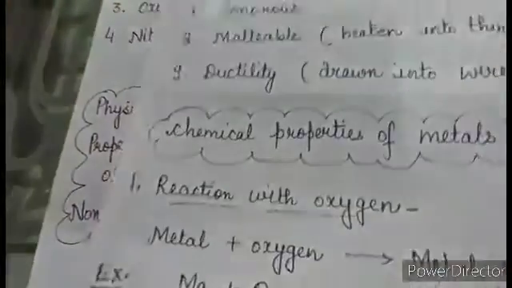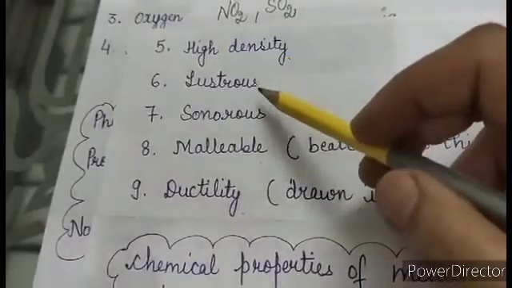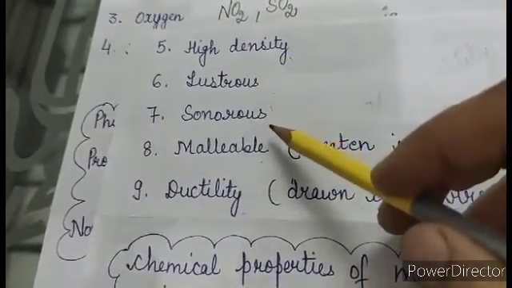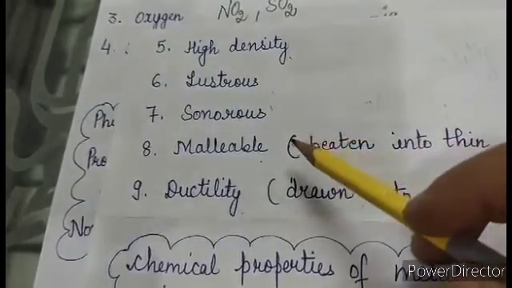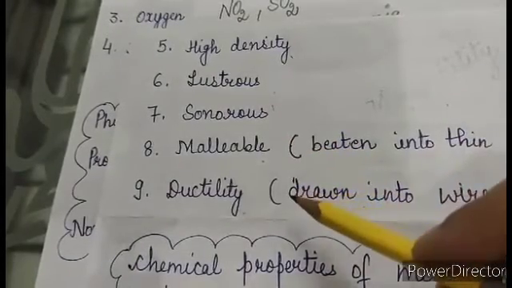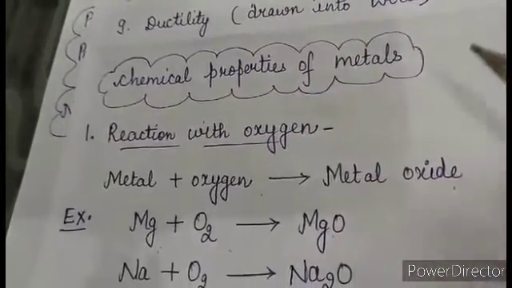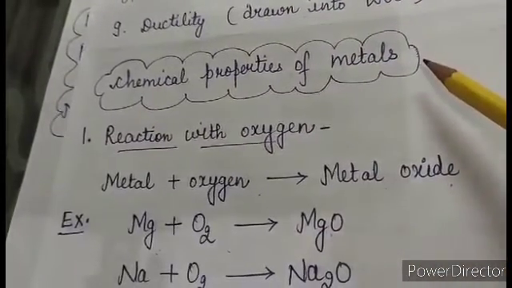And after that we discussed that they have high density. Metals are lustrous, they are sonorous, they show the property of malleability. That means metals are malleable. They also show the property of ductility. After that we have the chemical properties of metals.